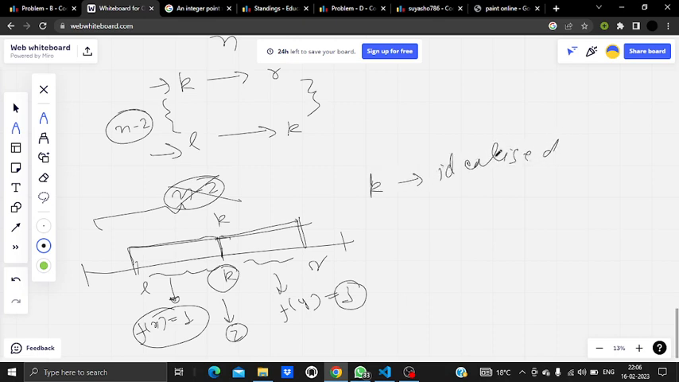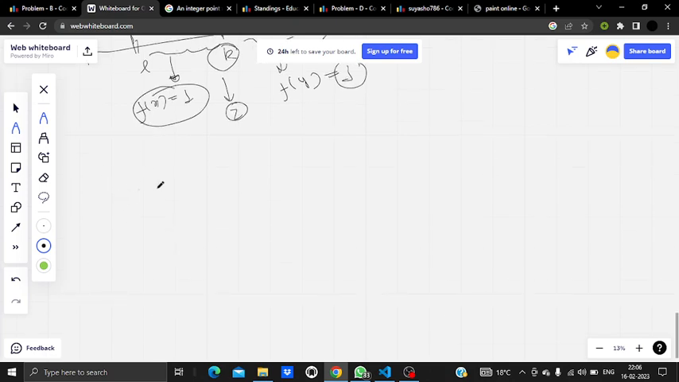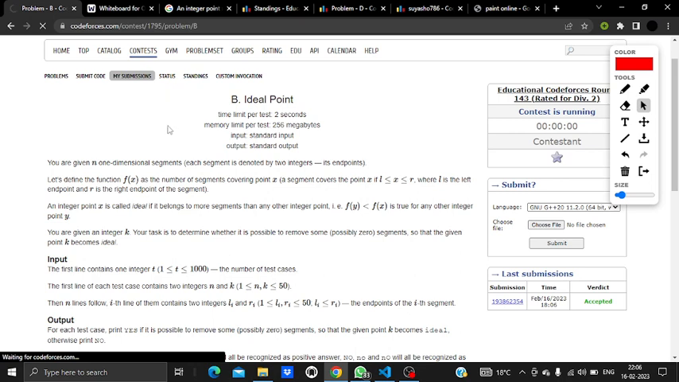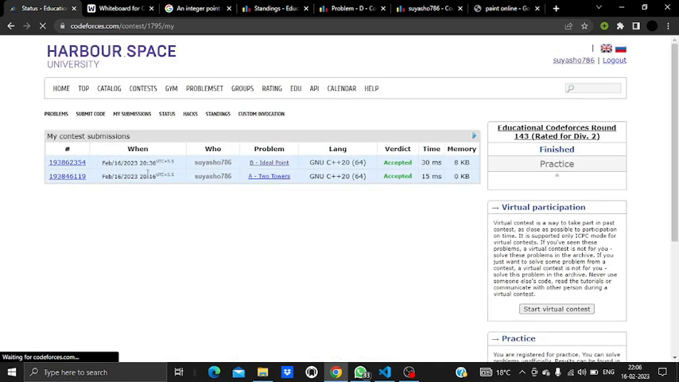But in any other case, at least one element will have the same f(x) as f of k. So this is the only approach for this question. Let's see the code for better understanding. You only have to check whether there is a segment with a equal to k and one with b equal to k.